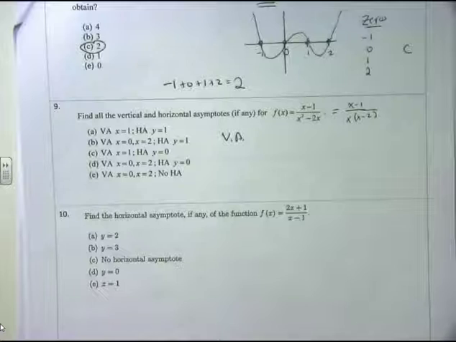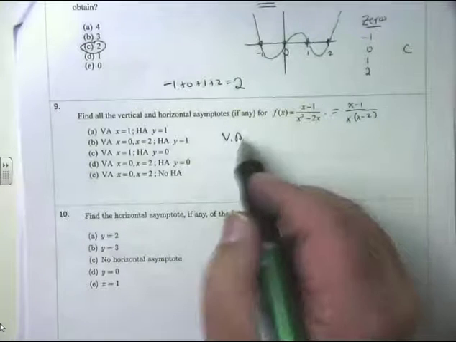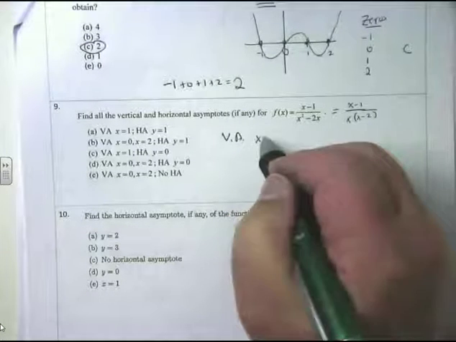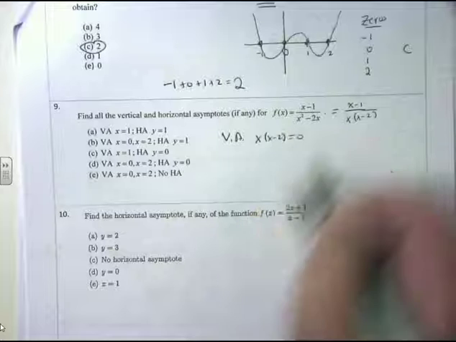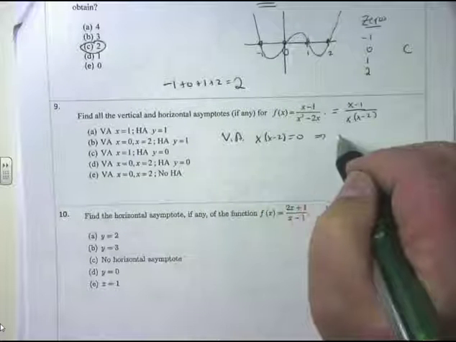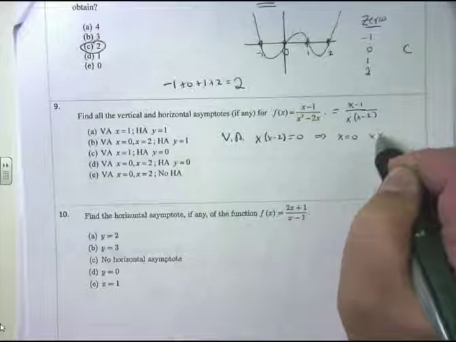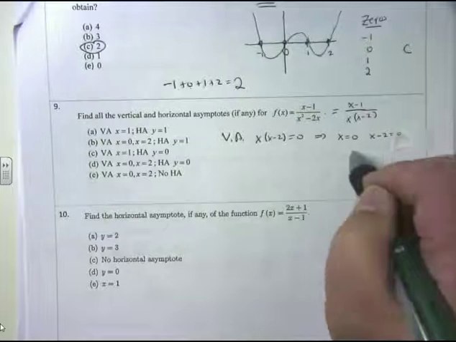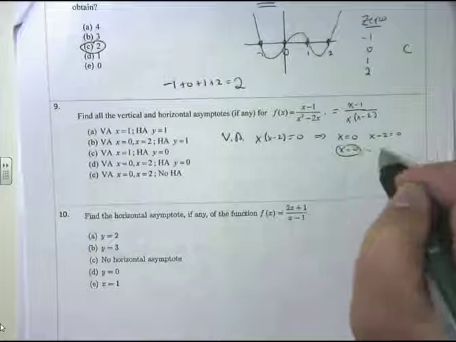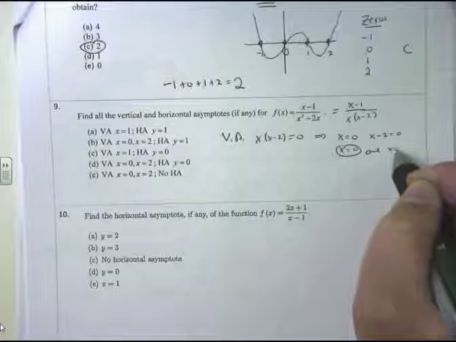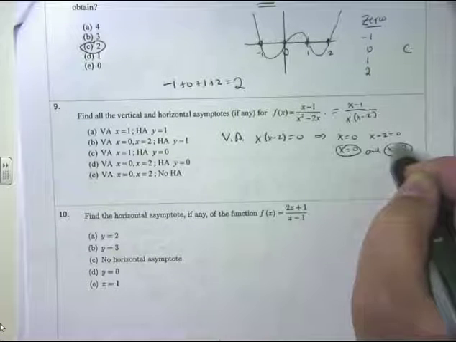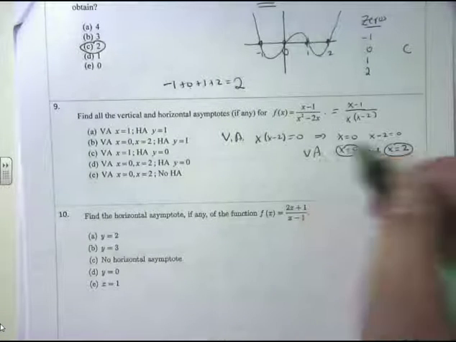But nothing cancels here. So to find a vertical asymptote, you set the denominator, which is x times x minus 2, equal to 0. When you factor it, you set each factor equal to 0. x equals 0, x minus 2 equals 0. Solving, x equals 0, and x equals 2 when you add 2 to both sides. So these are my vertical asymptotes.